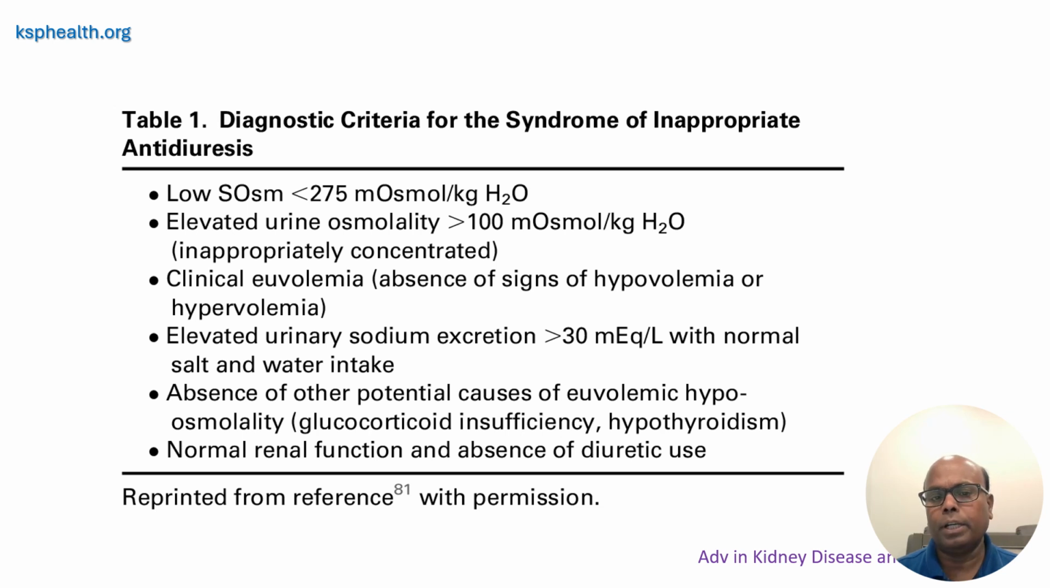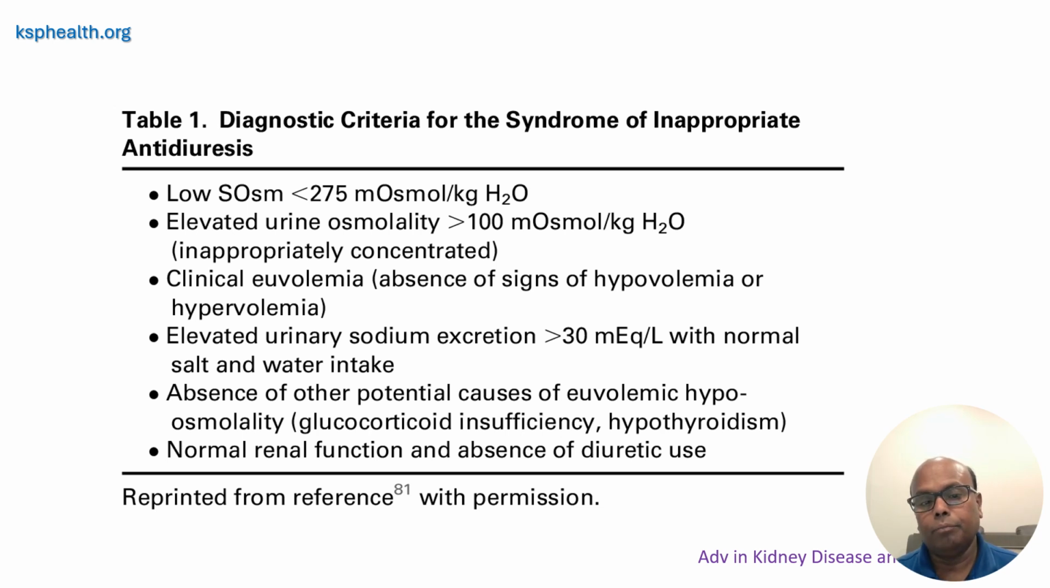So what are the diagnostic criteria for syndrome of inappropriate antidiuretic hormone? Let me explain what inappropriateness is. It's inappropriate to the serum osmolality. When the serum osmolality is low, or when there is hyponatremia, arginine vasopressin should not be secreted. But in these conditions, it tends to be secreted even when there is hyponatremia. It needs to fulfill the following 6 criteria.